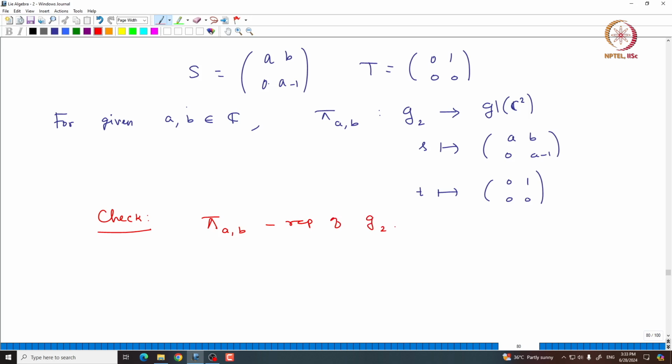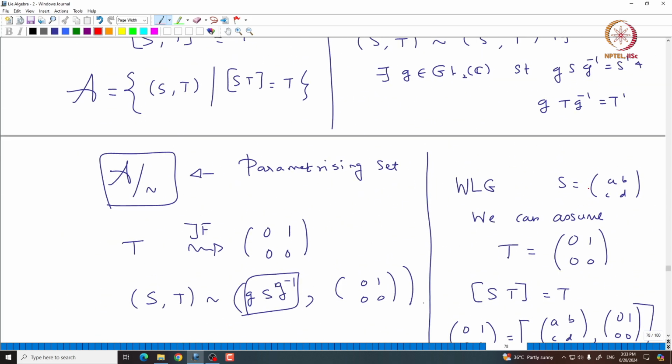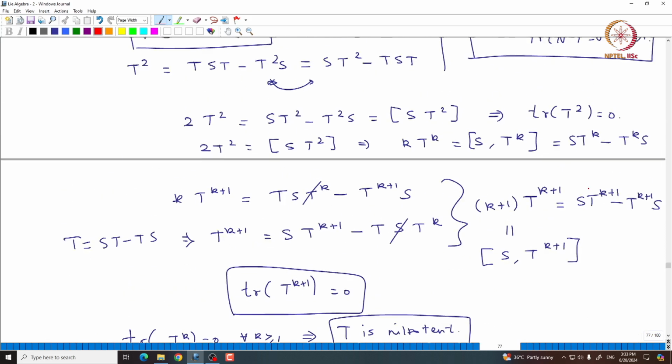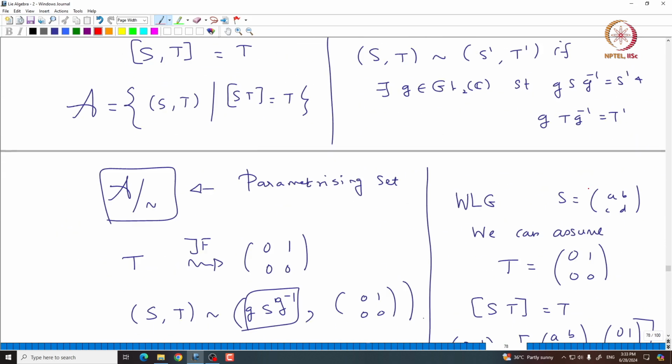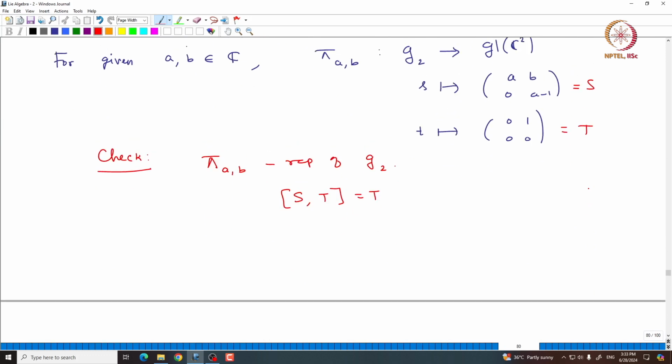Okay. So, it is a simple calculation. Basically, what you need to check is that the bracket S T is T, where this is S and this is T. So, given A comma B, we are able to get a representation. Now this general discussion tells you that any two dimensional representation can be parameterized by this A comma B. But some of them could be isomorphic to each other.